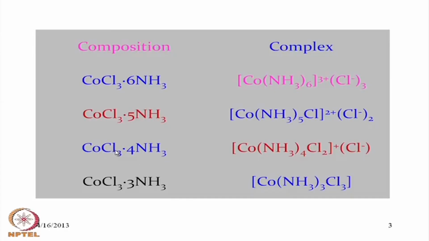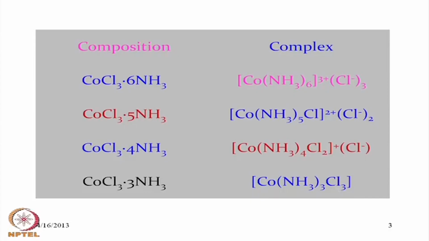So for the second stoichiometry, where we have one ammonia less further, in the same way we see that we have 4 NH3 groups and 2 Cl groups, and we have one anionic chloride which can be removed by silver ion. And the last example is the 3 chloride and 3 ammonia, that means we have another species which we write in square brackets as 3 ammonia and 3 Cl minus.